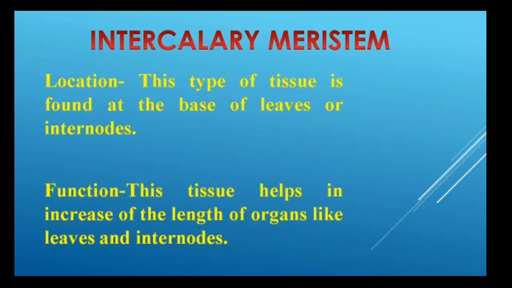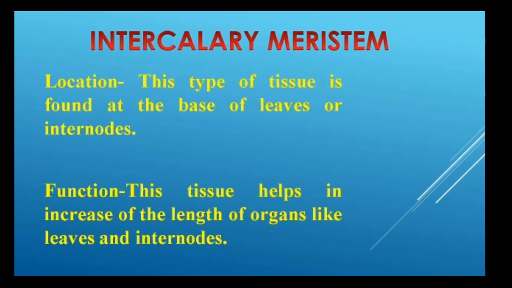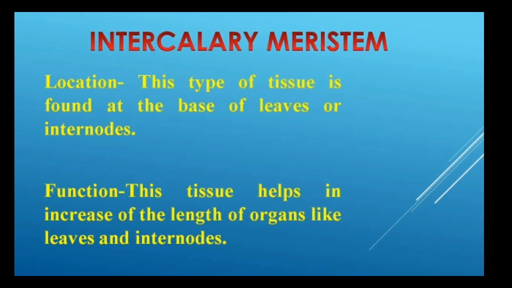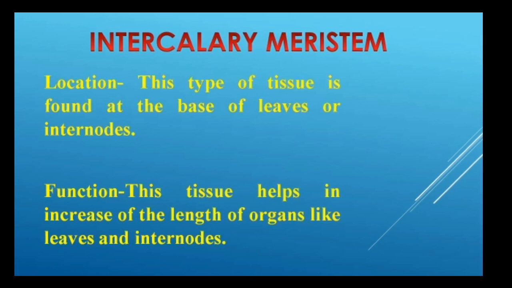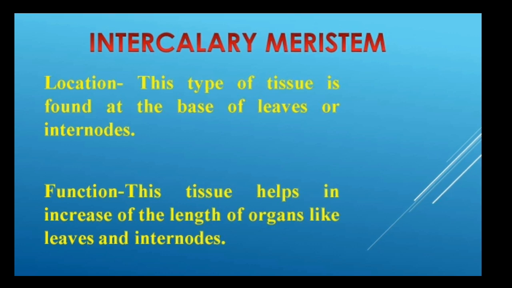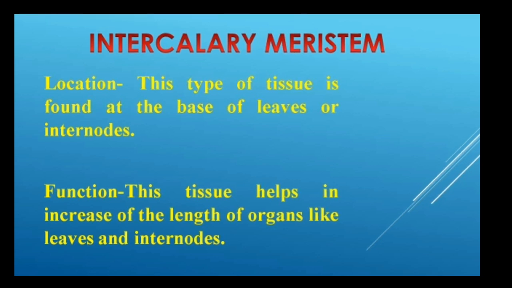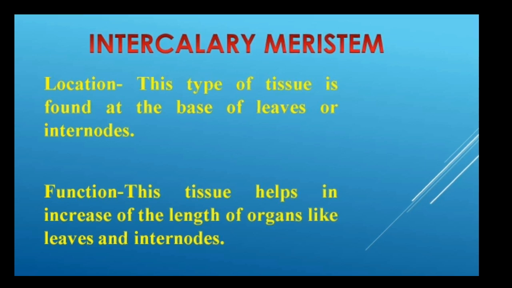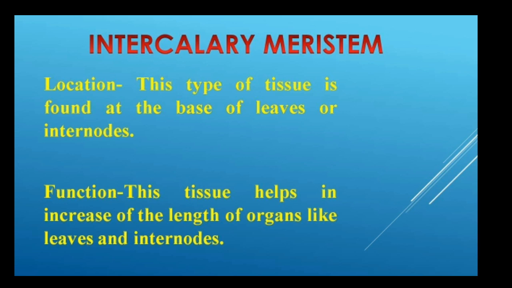So the last part of the meristematic tissue is intercalary meristem. And what is the location of this intercalary meristem? This type of tissue is found at the base of the leaves or internodes. मतलब एकदम जो लीव्स के नीचे का जो पोर्शन होता है ना, मतलब जो भी स्टेम के साथ लीव्स जहां पे कनेक्टेड रहता है ना, उस पार्ट को कहते हैं बेस ऑफ द लीव्स. And between the internodes, मतलब दो नोड्स के बीच में जो जगह होता है ना, उसे इंटरनोड्स कहते हैं. Okay, and what is the function of this intercalary meristem? This tissue helps in the increase of the length of the organs like leaves and internodes.